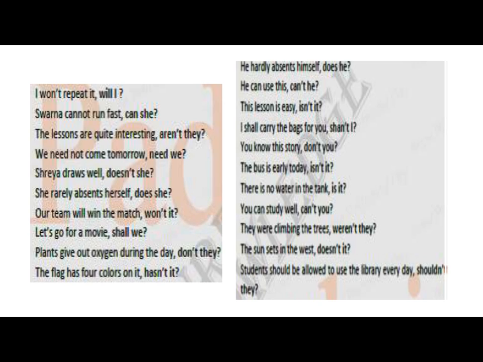You know the story, don't you? The bus is early today, isn't it? There is no water in the tank, is it? You can study well, can't you? They were climbing the trees, weren't they? The sun sets in the west, doesn't it?